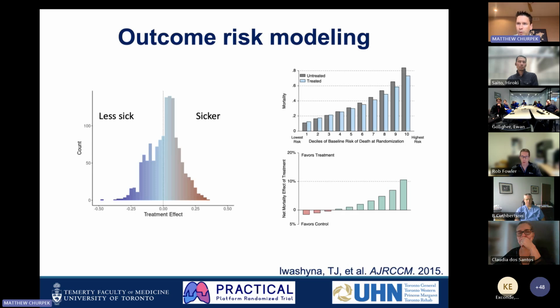A nice paper on this topic was published now 10 years ago by Jack Washington and colleagues, where you can see on the top graph mortality along the y-axis, and then the x-axis is the deciles of baseline risk of death at randomization. And at the lower graph, you can see that the idea here is that in this example, for the patients at a lower risk of mortality, the intervention favors the control patients. And for patients at a higher risk of mortality, the patients with the intervention actually do better. And again, this relationship could be reversed, but in general, you're using the outcome risk model for your stratification.